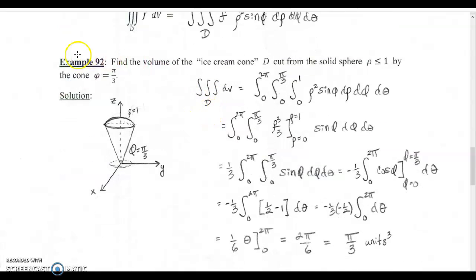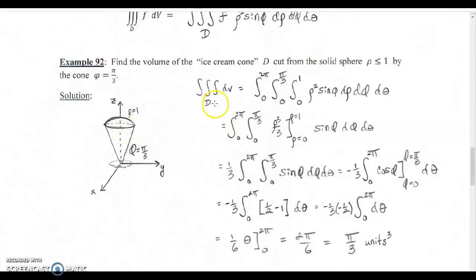Okay, so how would I use that? I want to find the volume of the ice cream cone D cut from the solid sphere. Rho is less than or equal to 1, so that would be a ball that went all the way around and filled in. But the ice cream cone, I'm going to cut it by the cone phi equals pi over 3. So notice that's a really nice way to describe a cone. It just says the angle made from the positive z-axis down is pi over 3. And then rho and theta can be anything, so it circles all the way around. And then we're cutting it at rho equals 1, so it gives this ice cream cone look here.